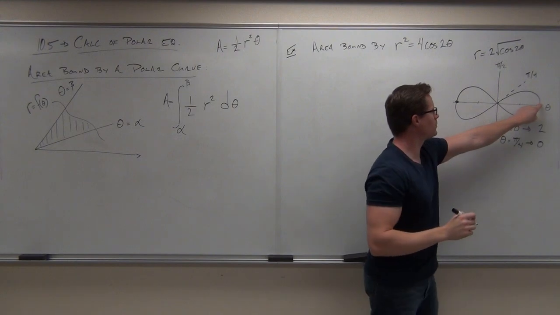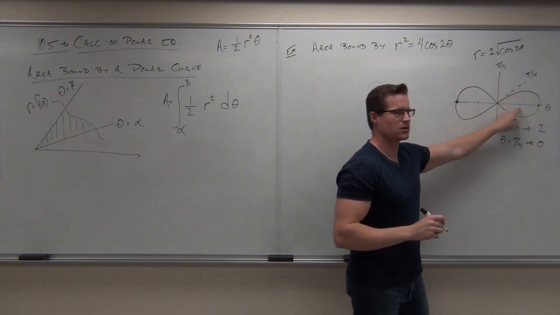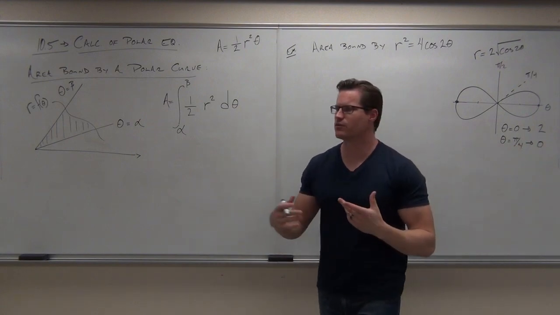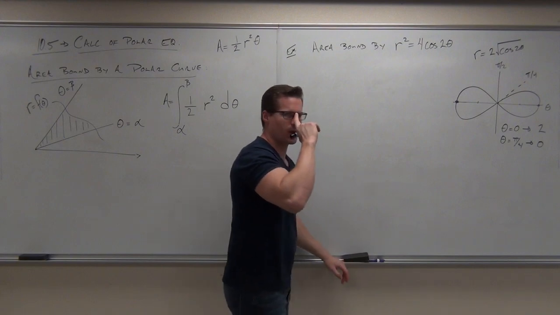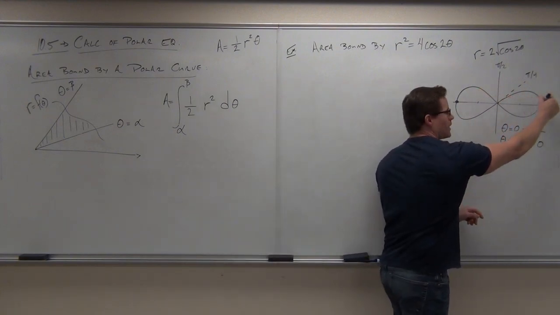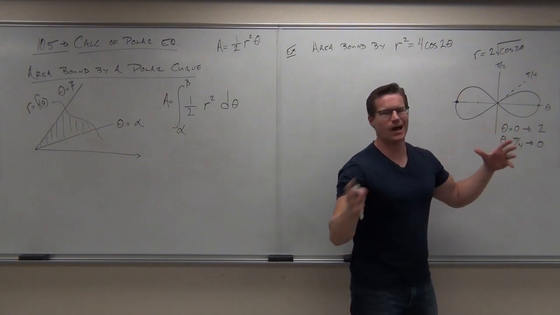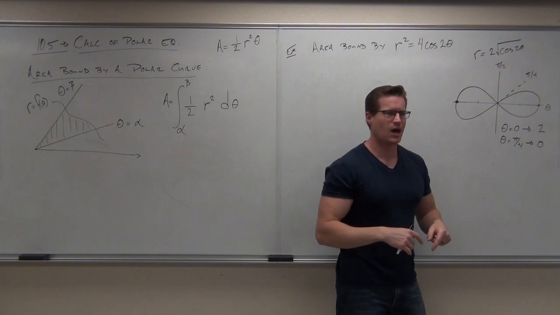So our angles go from 0 to pi over 4, and it gives us this little lobe right here. Now let's use that to our advantage and set this thing up. I want to find the area bound by this curve. What that means is all of this stuff. It does not look like it from my picture, but you get that this and this and this and this are all the same area. How many pieces are there?